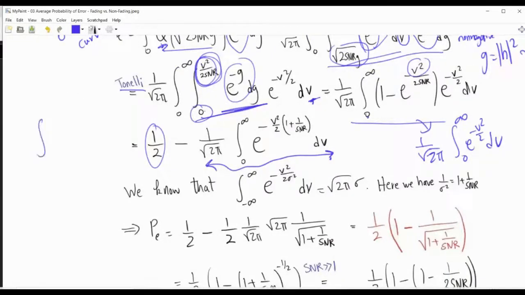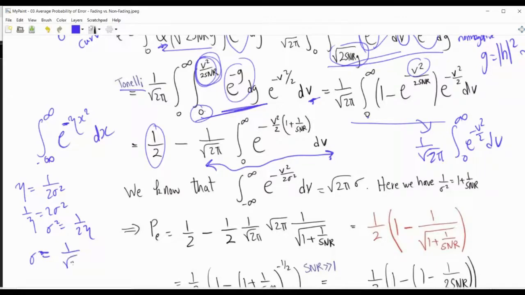The last thing to say in this lecture is, what about this integral? How do you integrate something like this from minus infinity to infinity, e to the minus eta x squared dx? One way of doing it is to say this is very close to a Gaussian distribution. If I replace eta by 1 over 2 sigma squared, this factor will be what you see in the Gaussian PDF. So 1 over eta is equal to 2 sigma squared, and sigma is equal to 1 over square root 2 eta.